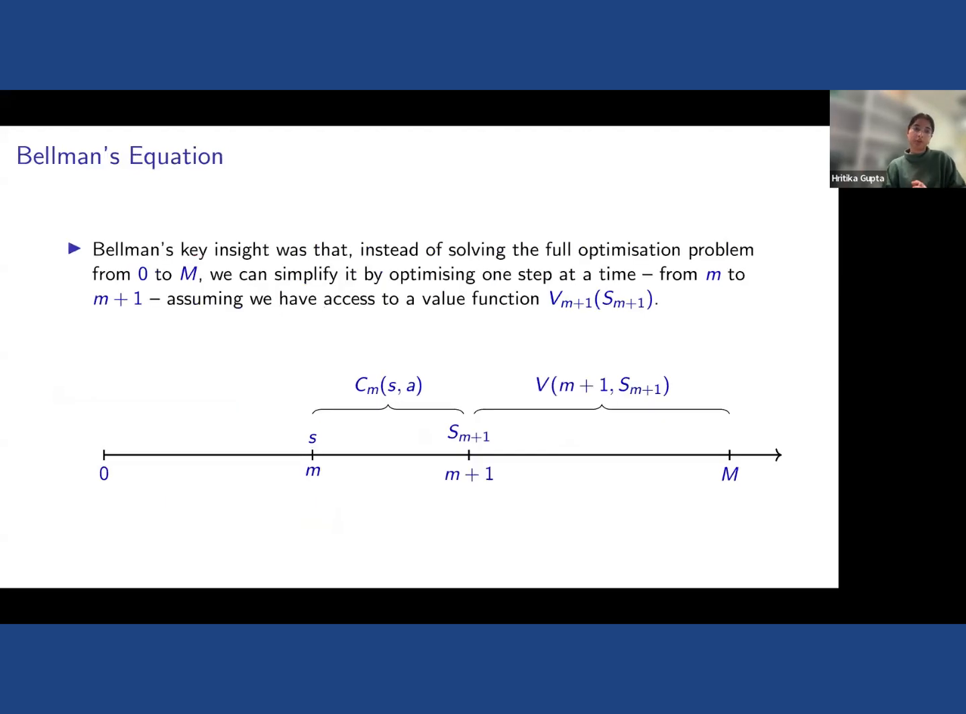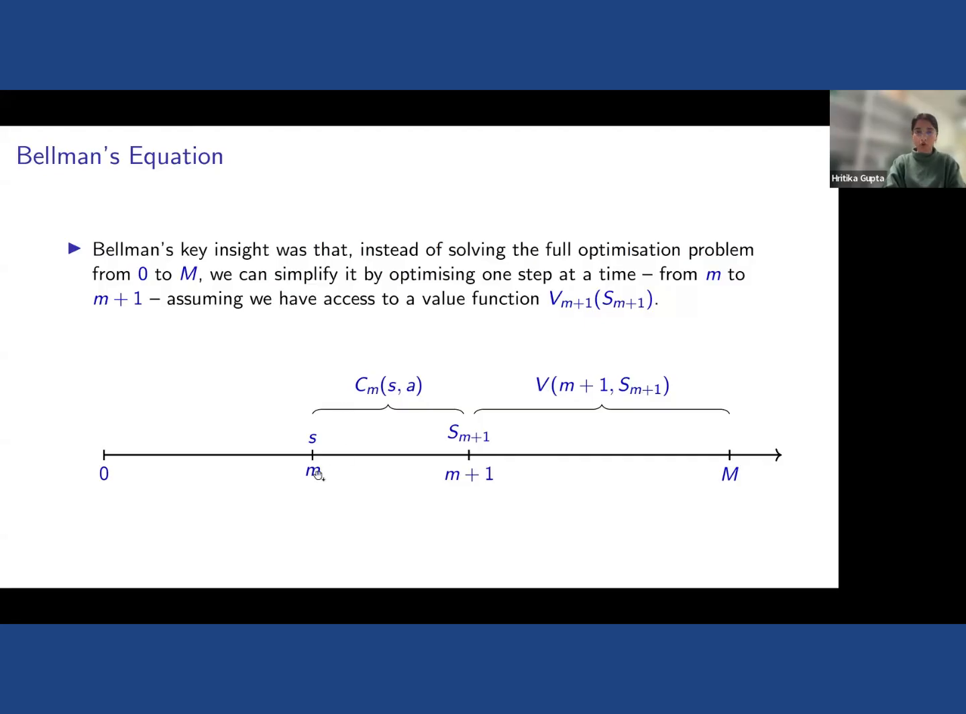Hence, we're going to use Bellman's equation. Bellman's key insight was that instead of solving the full optimization problem from 0 to M, we can simplify it by optimizing one step at a time from m to m plus 1, assuming we have access to the value function at time m plus 1. So we already know the minimum cost of abandonments from time m plus 1 to capital M, and we just want to minimize over one additional step from m to m plus 1. We already know the state at small m, so we know all the possible actions.